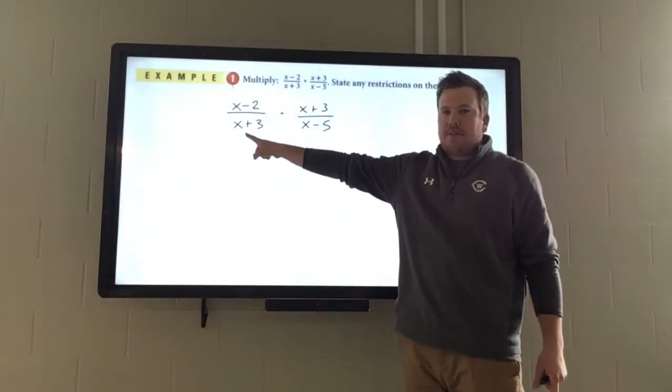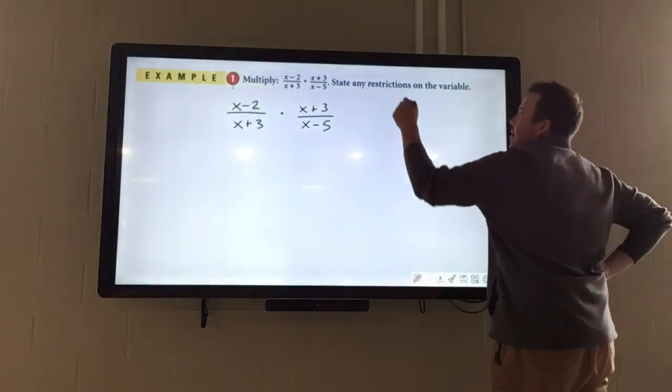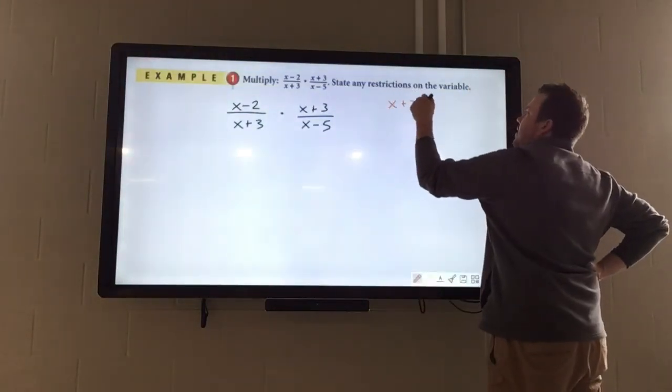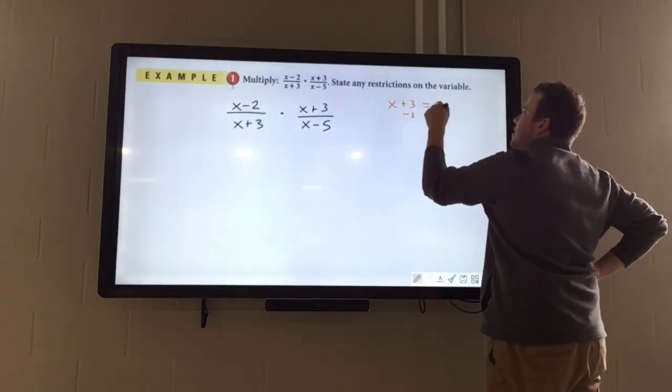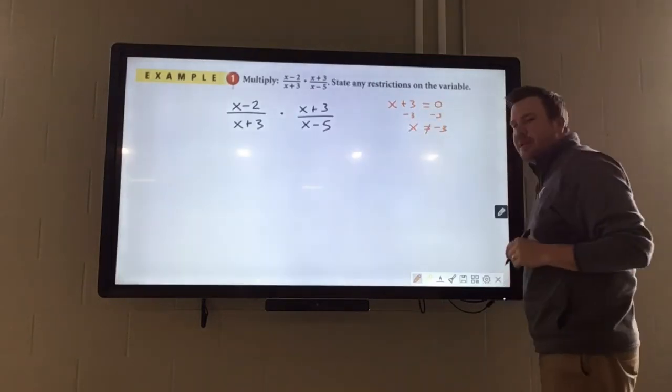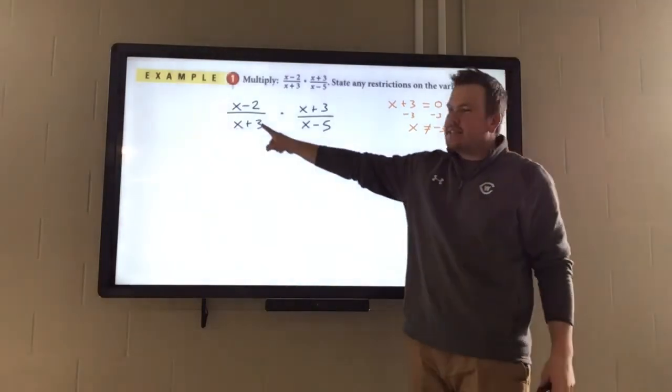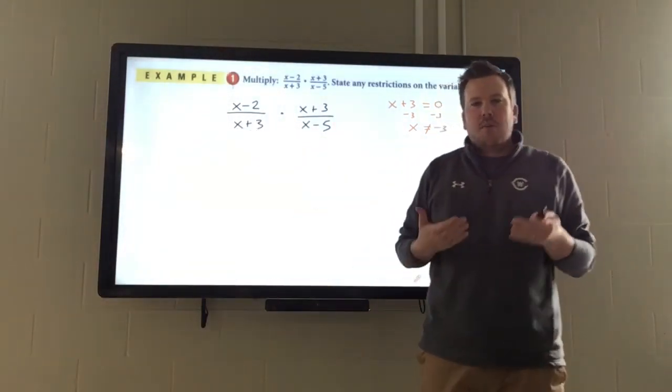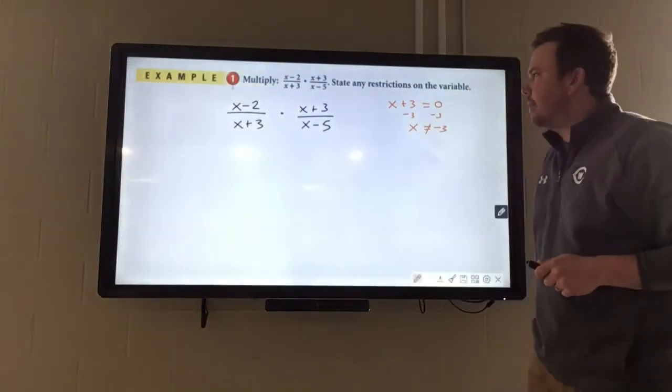To figure out what the variable can't be for this denominator, we take the denominator, set it equal to 0, and solve. X is equal to negative 3. So what that tells me is x cannot be negative 3, because if it is, it gives us a fraction over 0, which again, we cannot have 0 in the denominator.